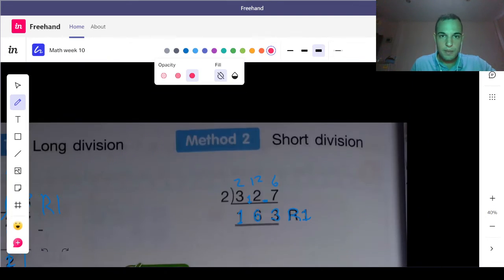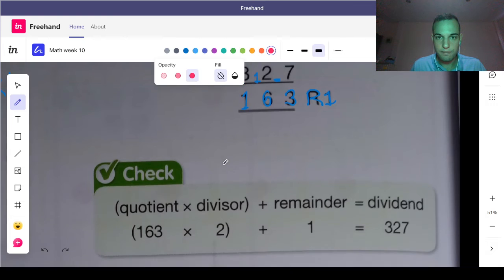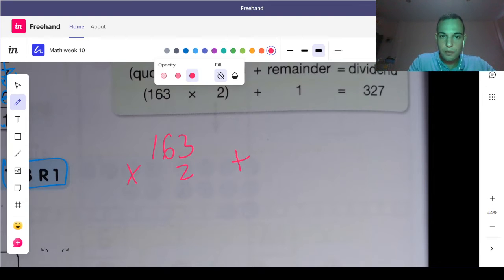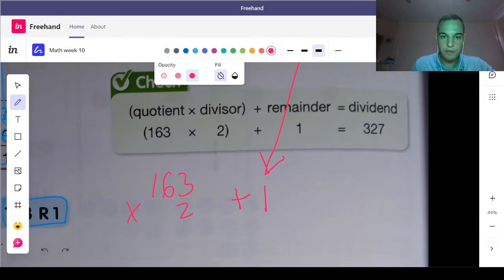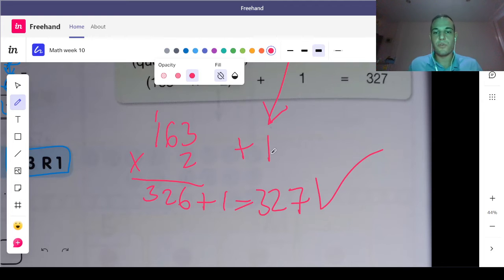We have 163 times 2 to check the answer. So we'll do 163 times 2, and then we'll do plus 1 for the remainder. Because we have this remainder here, we can't forget about it. So plus 1. 2 times 3 is 6. 2 times 6 is 12. 2 times 1 is 2. We have 326 plus 1 equals 327. And that means we got the answer correct.